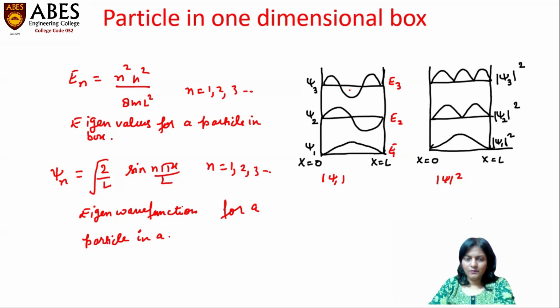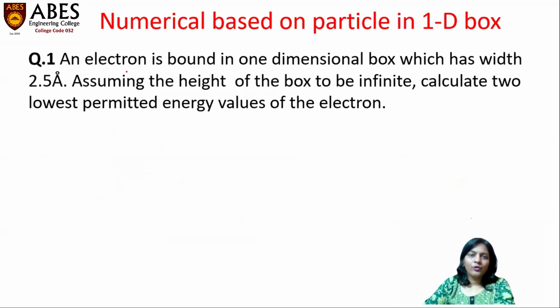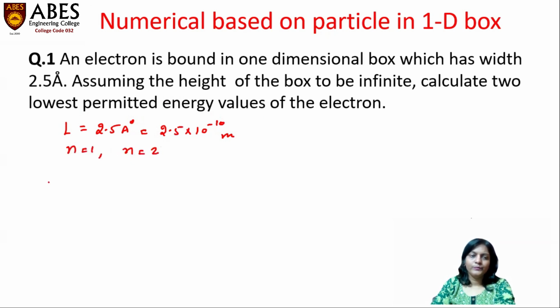In a one-dimensional box. So these are the eigenvalue and eigenfunction. Now I am going to discuss the numericals on this formula. An electron is bound in a one-dimensional box which has width 2.5 angstrom. It means L is 2.5 angstrom, in meter 2.5 into 10 to the power minus 10 meter. Calculate the two lowest permitted energy values of the electron. Two lowest means n is equal to 1 and n is equal to 2.